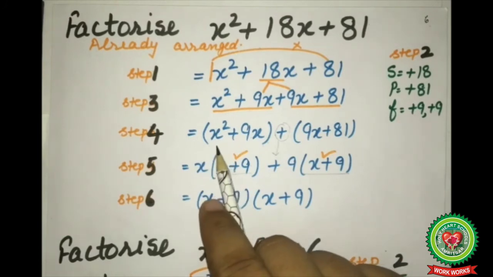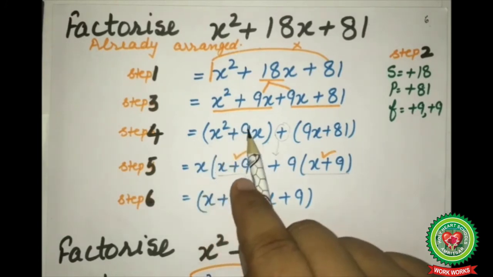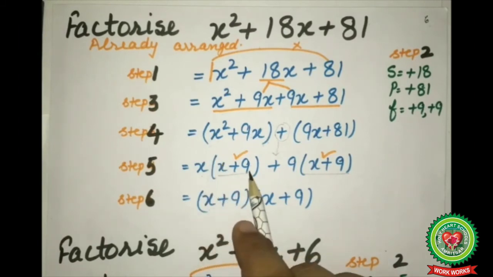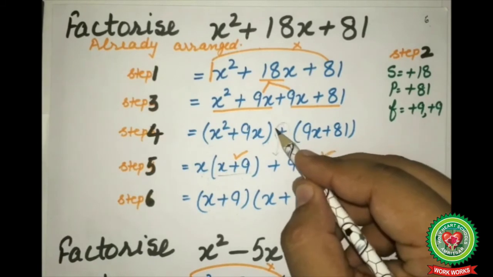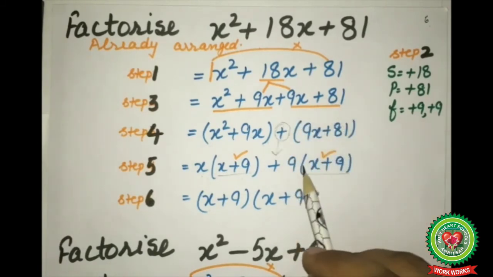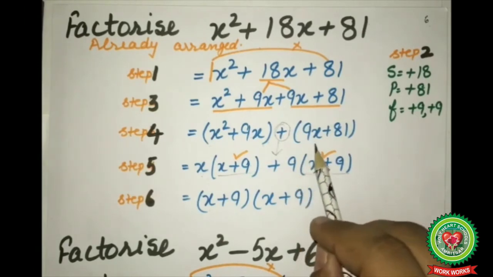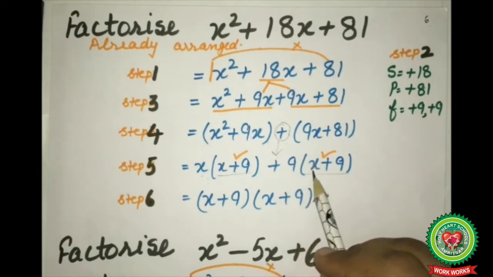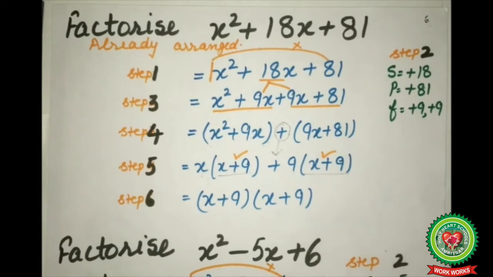Now the next step is that we need to take out the common factors from these groups. So the common factor in x square plus 9x is x. So we have taken x common, and on taking out x common we get x bracket x plus 9 bracket close. Now we are going to write this sign of plus as it is. And now we are going to take out common factor from 9x and 81, that is 9. So we have taken 9 common. So bracket start x plus 9 bracket close.